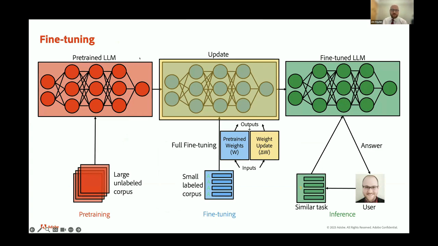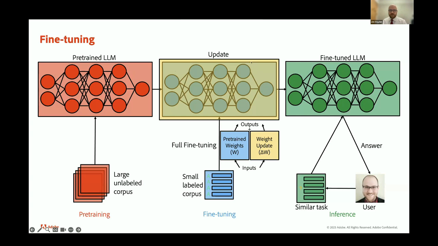Or anything that involves numerical analysis, because they are not even well trained to do that. So how fine-tuning works is you take a pre-trained LLM that was trained on a large unlabeled corpus. In the case of OpenAI's GPT models, it was a pretty decent chunk of the internet.